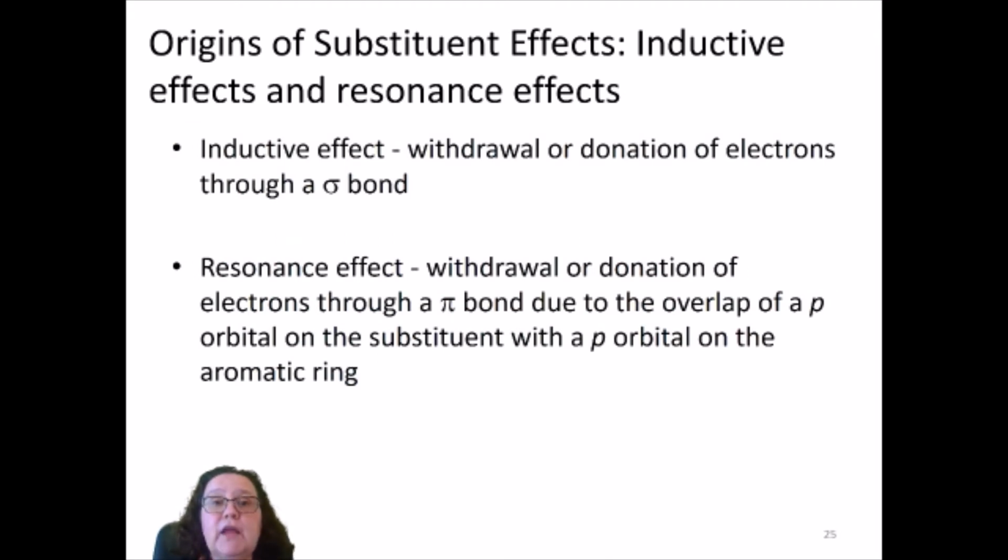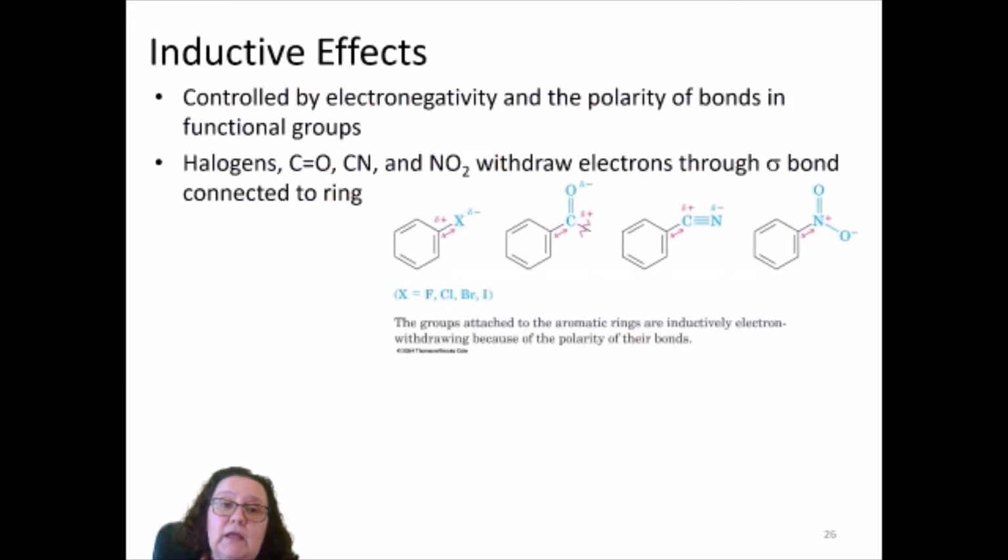So, the substituent effects. There can be inductive effects and resonance effects. Inductive effects are when the substituent withdraws or donates electrons to the benzene ring through a sigma bond. And a resonance effect is when your substituent withdraws or donates electrons through a pi bond to the benzene ring.